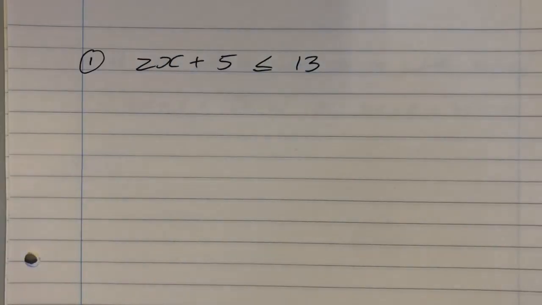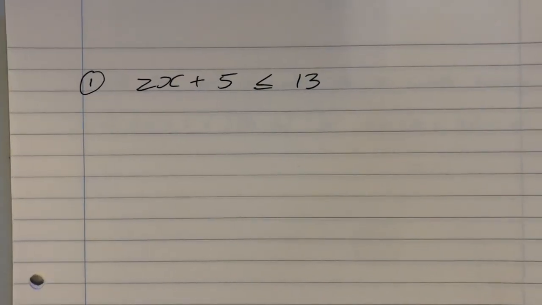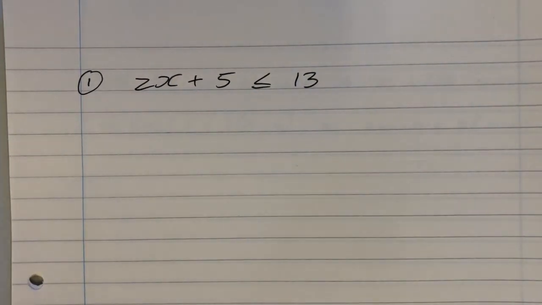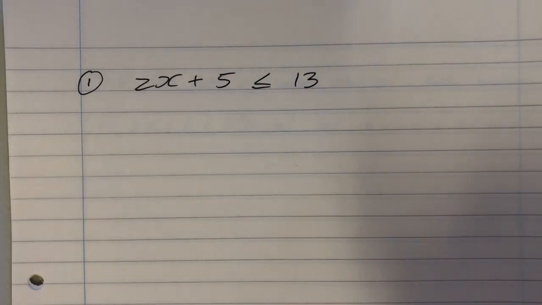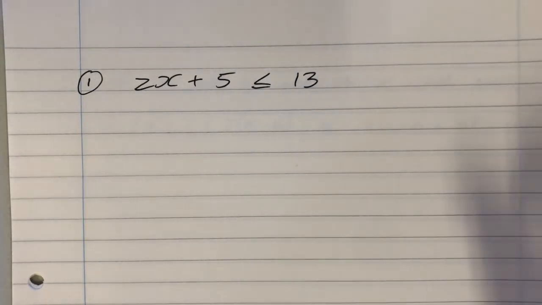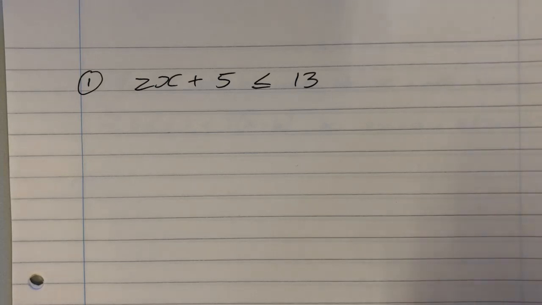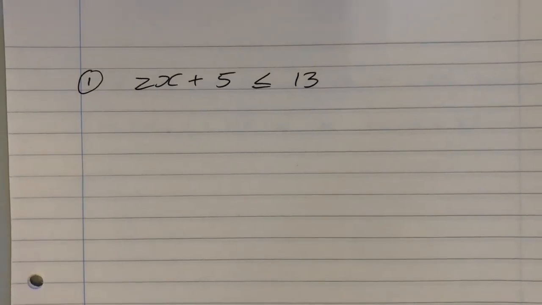Okay, so examples. Question number 1. Nice simple one. 2x plus 5 is less than or equal to 13. So we can treat inequalities like this exactly as we would equations, except we cannot multiply or divide by a negative number. We can multiply or divide by positive numbers, that's fine. We can add and subtract as much as we want, that's fine. But we cannot multiply or divide by negative numbers.